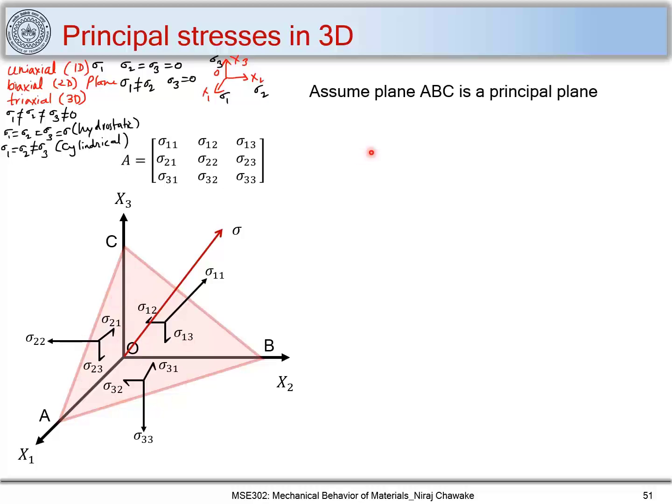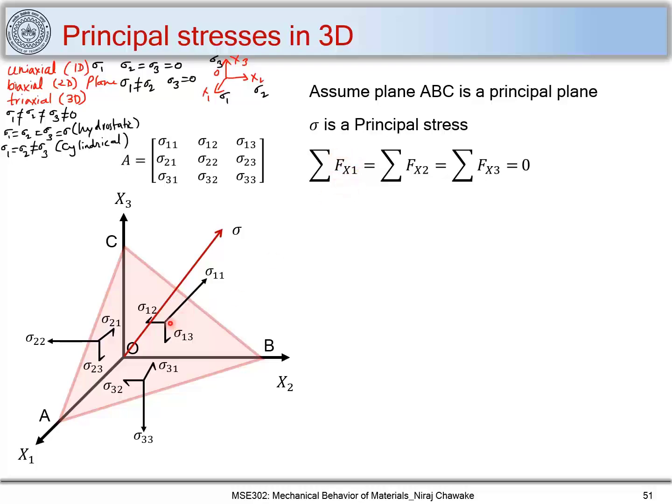Let me write it down: assume that plane ABC is the principal plane and sigma is a principal stress. Now I consider that this element is in static equilibrium. Do you remember the conditions of static equilibrium? The summation of all forces along the x1 direction must be 0, the summation of all forces along the x2 direction must be 0, and the summation of all forces along the x3 direction must be 0. Here the stresses are acting, so how do you find the force? Let's say the summation of all forces along the x1 direction.